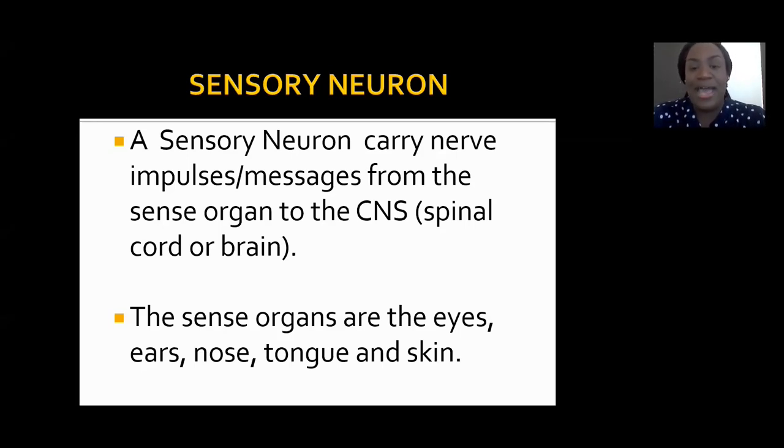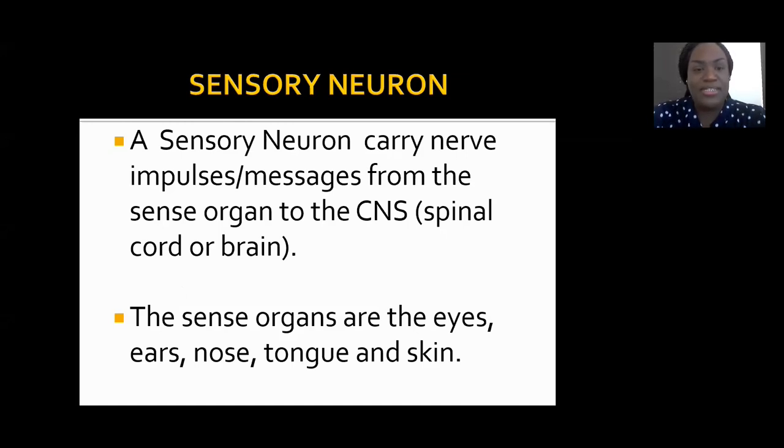So for instance, the eyes will detect light, the ears will detect sound, the nose and the tongue will detect chemicals in the air, in fluid, and of course your skin, which is the largest sense organ of all, will detect a myriad of different stimuli like touch, pain, temperature, heat, and cold. Okay, let's move on.